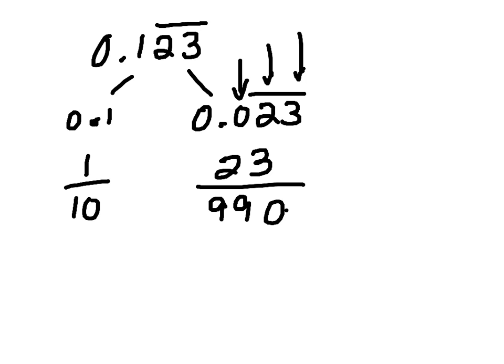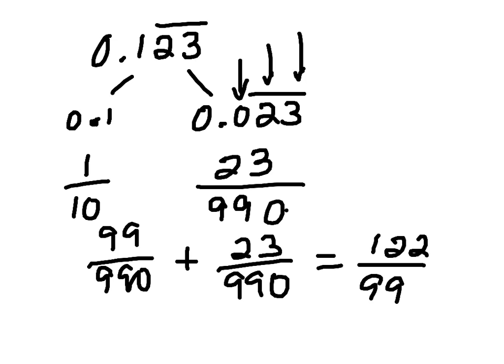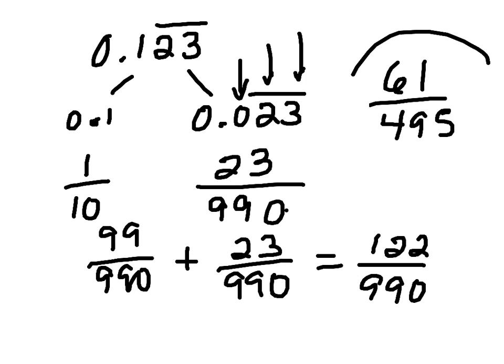We'll go ahead and multiply the 1/10 by 99 in order to get 990 in our denominator. And then it's just a matter of adding them together. And you'll get 122 over 990. That can be reduced to 61 over 495, and I'm fairly certain that's in simplest form, but in case I'm wrong, don't fault me too much for it.